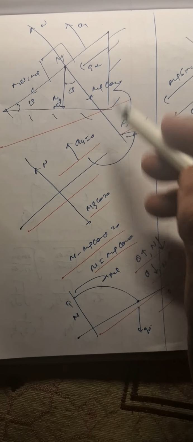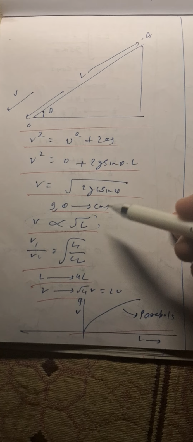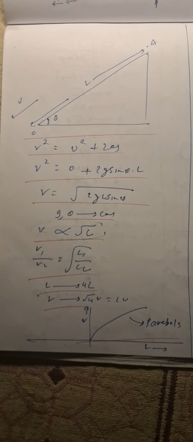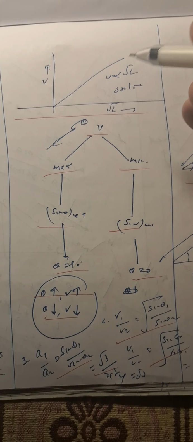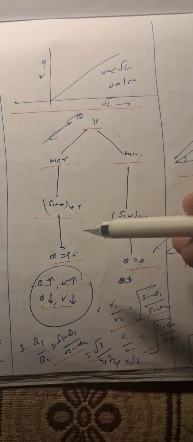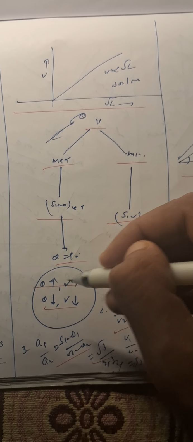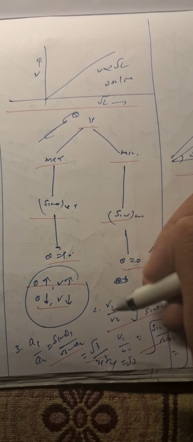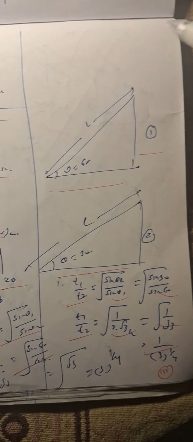Then we have another problem on a wedge, calculation of speed, variation with angle, graphical analysis, dependency on length. Then we have the V root L graph, maximum and minimum values of V, effect of theta on V, analysis of ratio, and different cases for two different wedges of different angles.